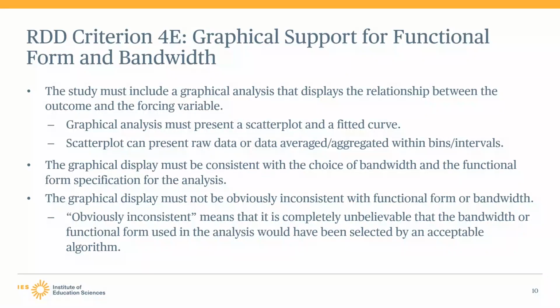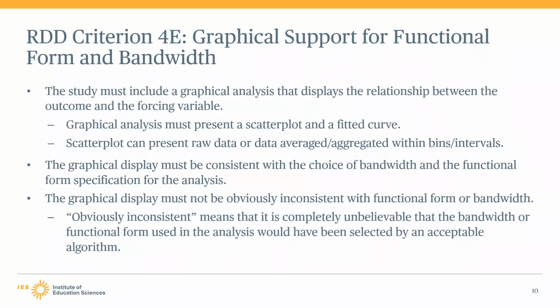This graphical analysis must include a scatter plot and a fitted curve, where the scatter plot can present raw data or data averaged or aggregated within bins or intervals. Again, the graphical display must not be obviously inconsistent with the choice of the bandwidth and functional form specification used for the impact analysis. If a study uses a particular functional form for the outcome-forcing variable relationship, then the study must show graphically that this functional form fits the scatter plot reasonably well.